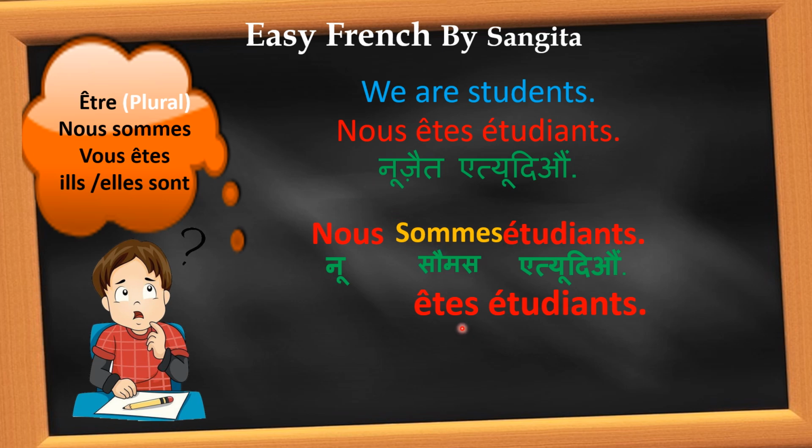Now the other way is to match with the conjugation êtes. Êtes is in the vous form, vous êtes. So what you can do is change the pronoun. So vous êtes étudiants. Okay. So now you see, basically, nous sommes étudiants is we are students, and this sentence means you all are students. Students is plural. So vous êtes means you all are students.